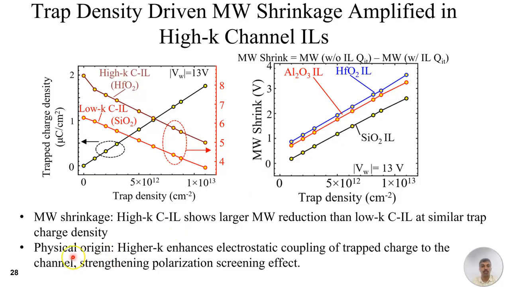So the physical origin for this is because higher K material enhances the electrostatic coupling of the trap charge to the channel. So the trap charges are strongly coupled to the channel, and it increases the polarization screening effect. Therefore, even if the trap density is the same, the memory window shrink or the memory window reduction for high K CIL is more compared to low K CIL.